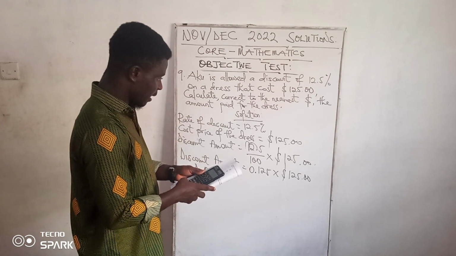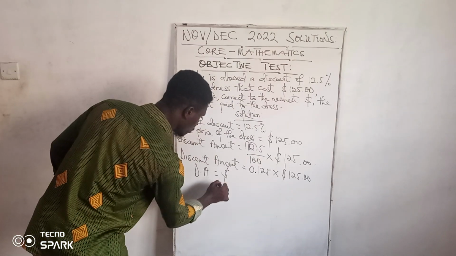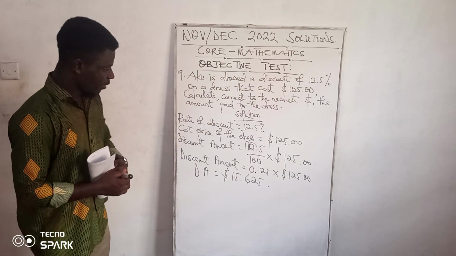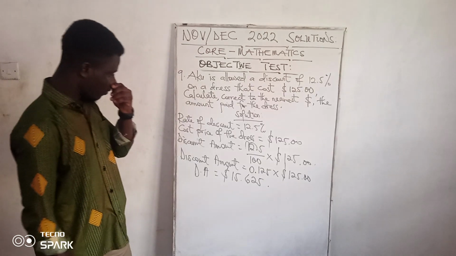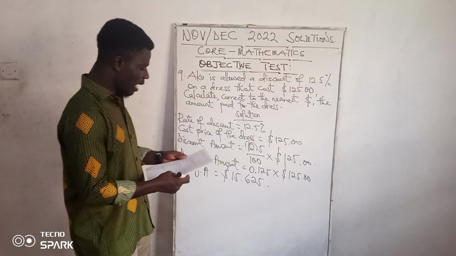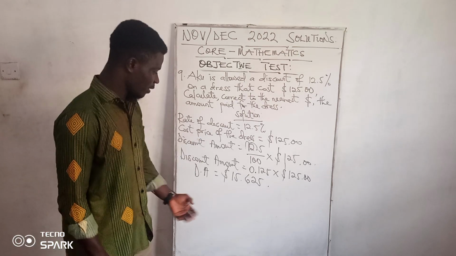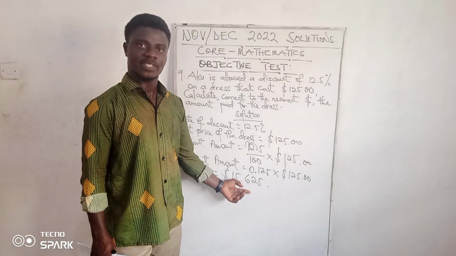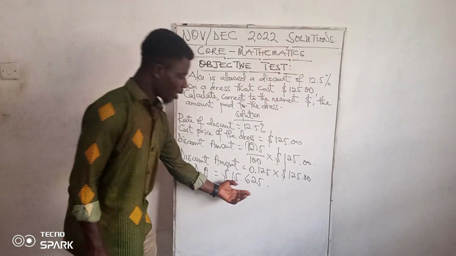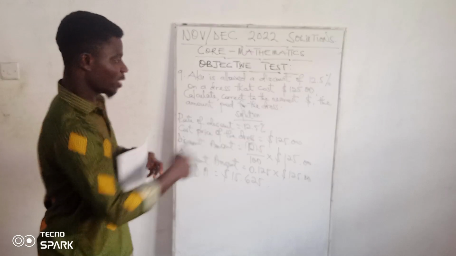0.125 times my 125, which I'll get 15.625. So $15.625. Right. So we can say that 15.625 dollars. Now, how do we find the amount paid for the dress? So this one is called the amount saved. This one is going into your pocket. So if you want to find the amount paid, we can subtract the amount going into our pocket from the cost price. Then you get the amount you have to give to them.